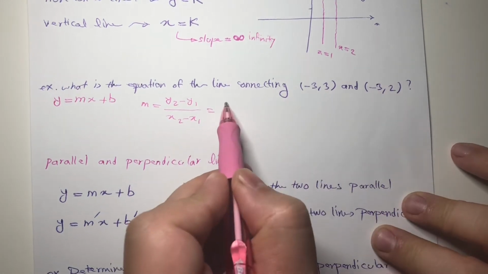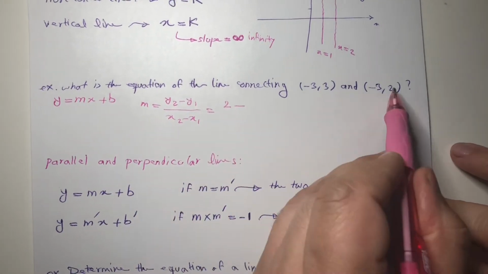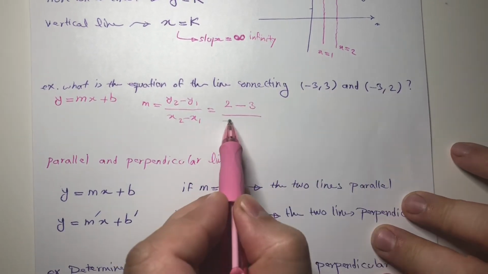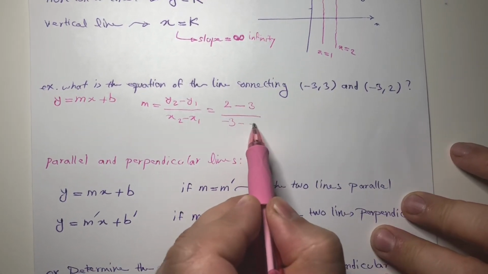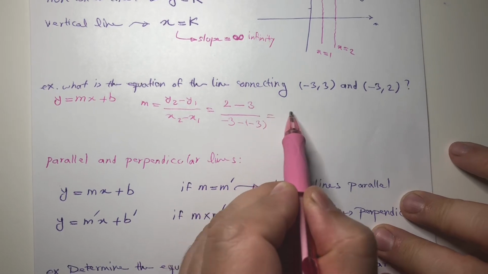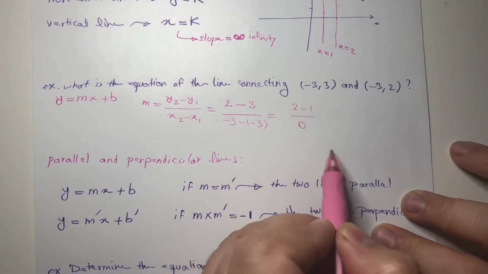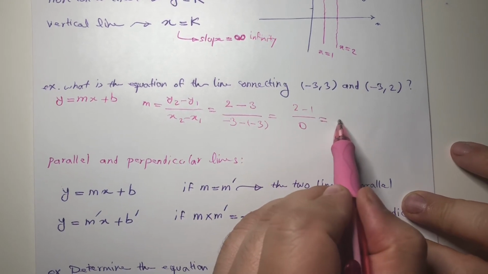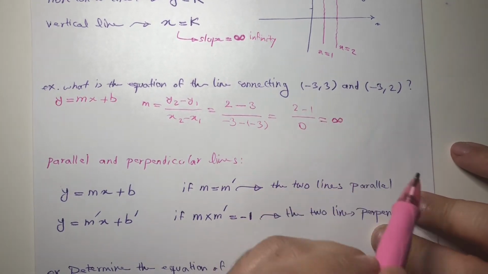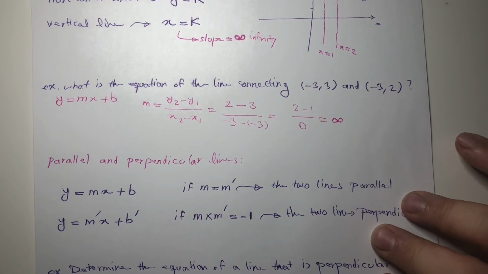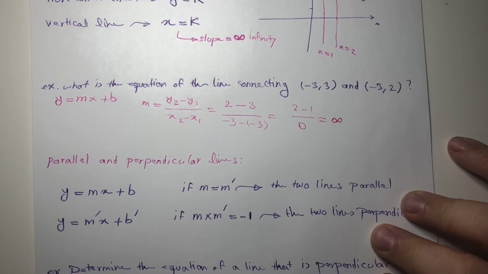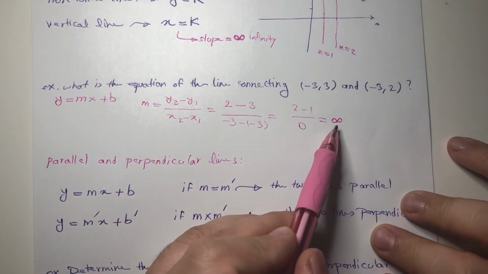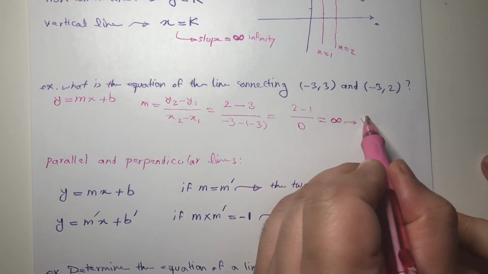Okay, y2 means 2 minus y1, 3, over x2 minus 3 minus minus 3. So it equals 2 minus 3 over 0. When we have a division over 0, you know that this equals infinity, or any division over 0, we write it as an infinity. So you can see that the slope of this line is infinity. That means this is a vertical line, right?